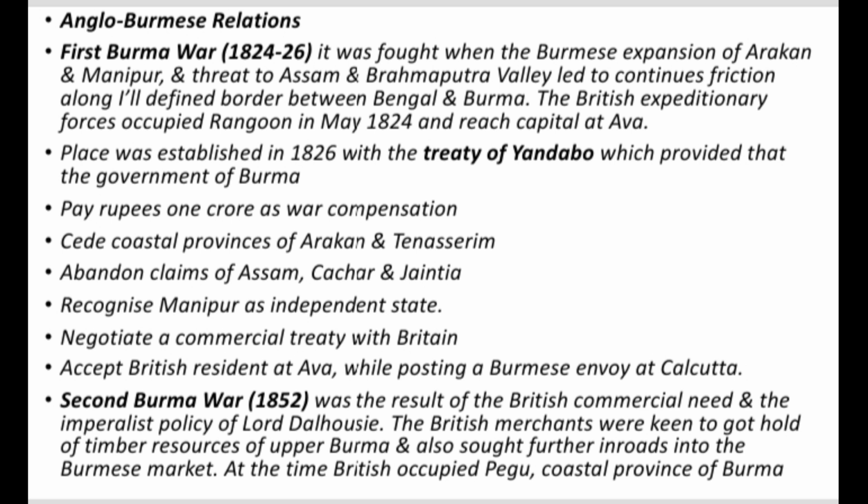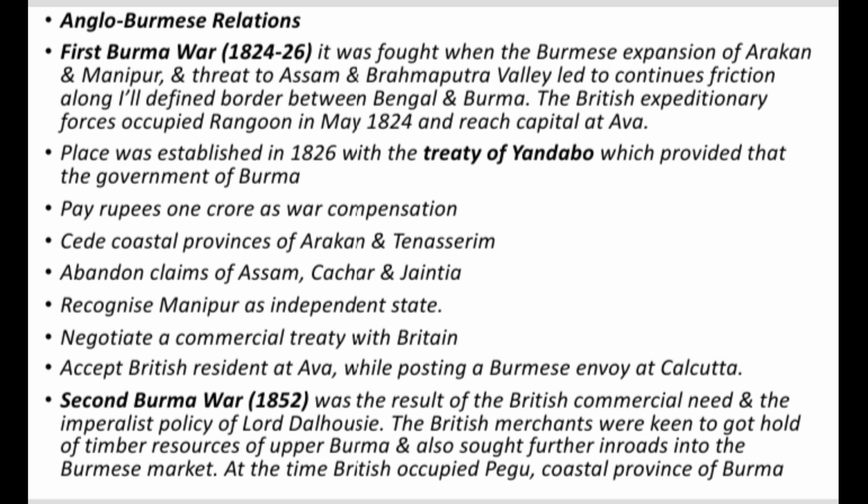The first war with Burma was fought when the Burmese expansion westwards, the occupation of Arakan and Manipur, and the threat to Assam and the Brahmaputra Valley led to continuous friction along the ill-defined border between Bengal and Burma. In the opening decades of the 19th century, the British expeditionary forces occupied Rangoon in May 1824 and reached within 72 km of the capital at Ava.